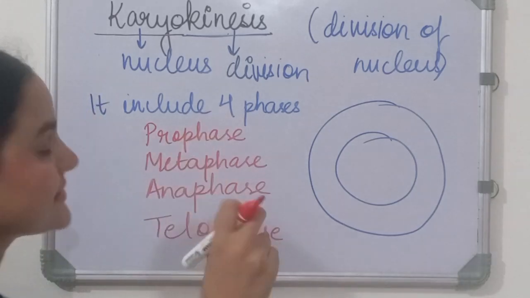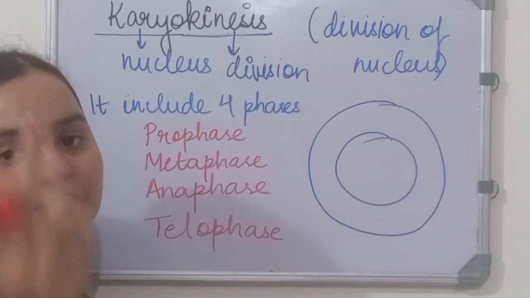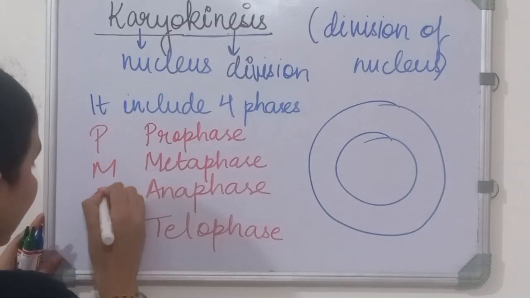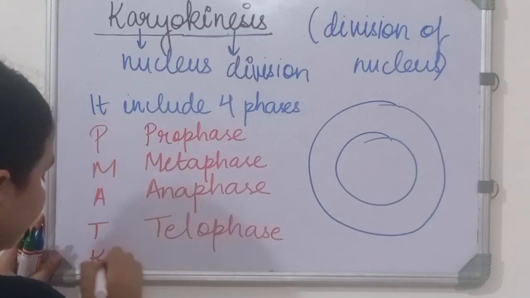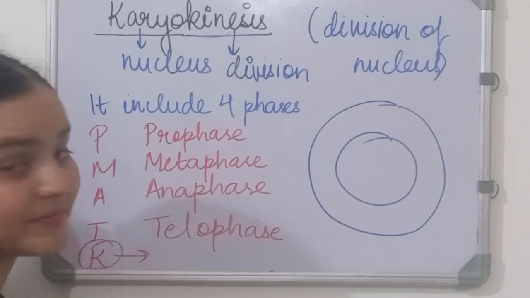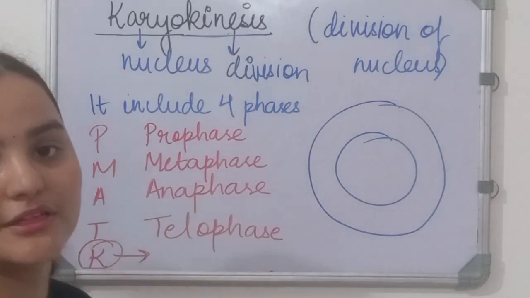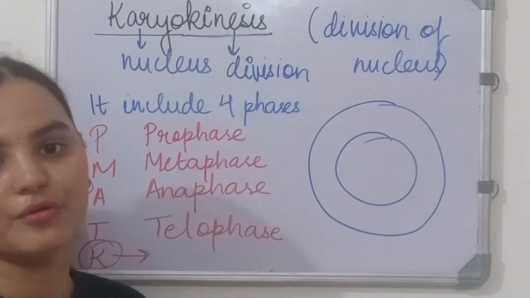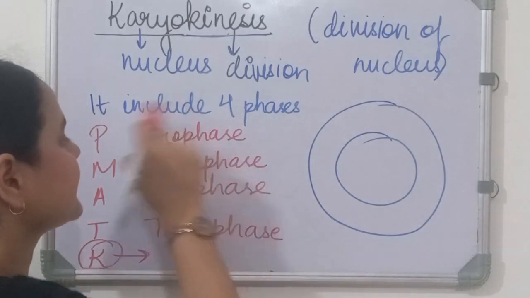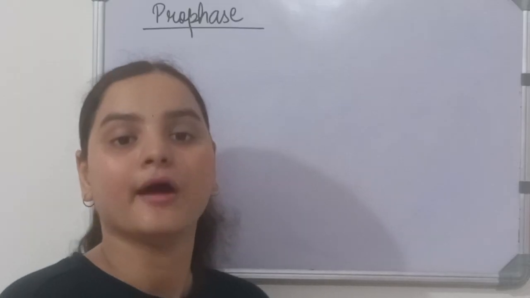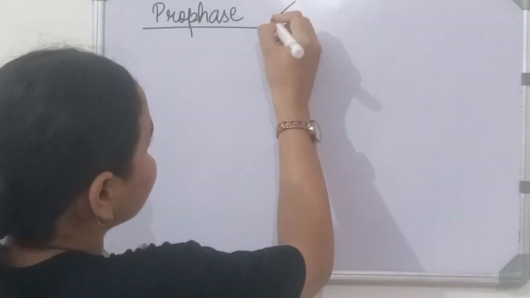You may remember these stages by a very simple mnemonic, which is PM at Kolkata. From Kolkata, remember the word karyokinesis. So, Prime Minister at Kolkata. You may write it in your notebook. Okay. Now, let's first understand the prophase stage. In prophase, we will study about early prophase and late prophase.